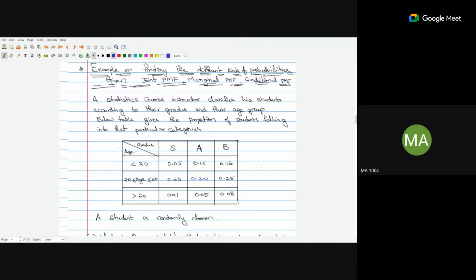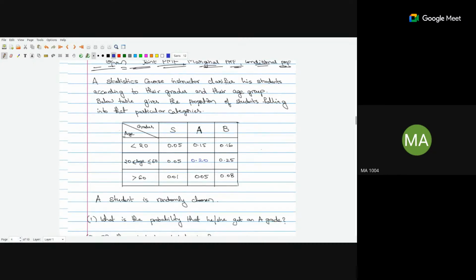0.20 here. Okay. So now that I have the joint PMF table, a question I can think of is, a student is randomly selected. What is the probability that he or she got an A grade? First of all, how do I convert this into mathematical notation? What are they asking basically? The first question, just tell me that first.